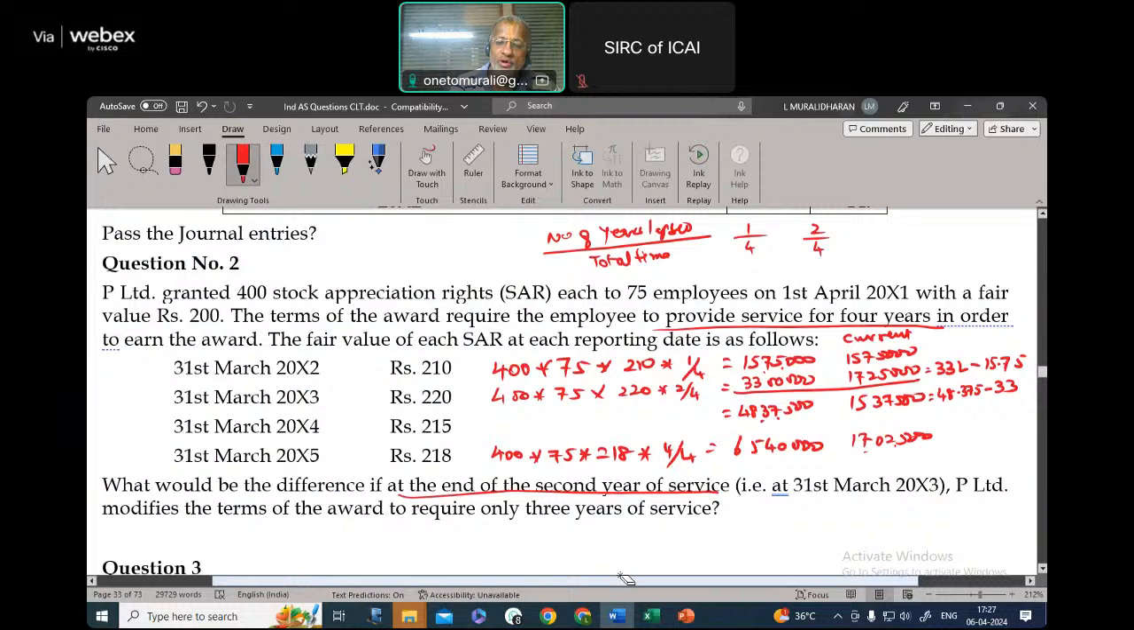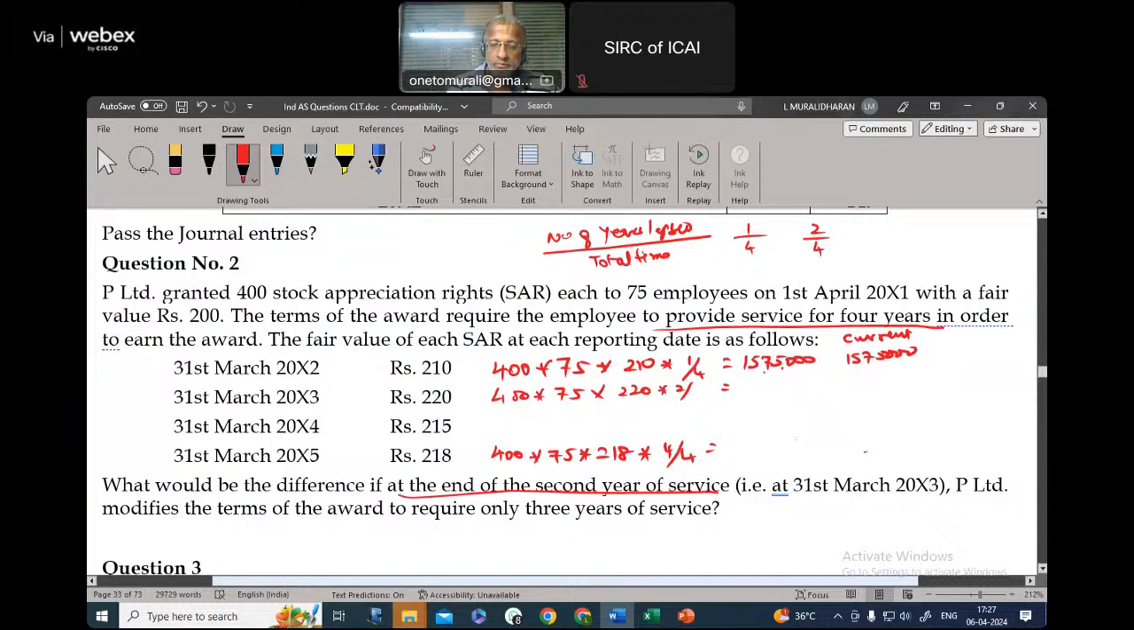So all of you closely follow the above computation. I will change it: instead of 2 by 4, it will be 2 by 3. Right? Because the total time is getting reduced from 4 to 3. So therefore, it is 2 by 3. 400 into 75 into 220 into 2 by 3.